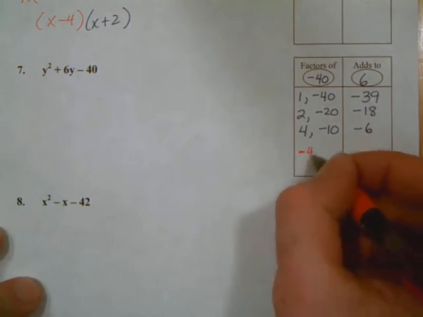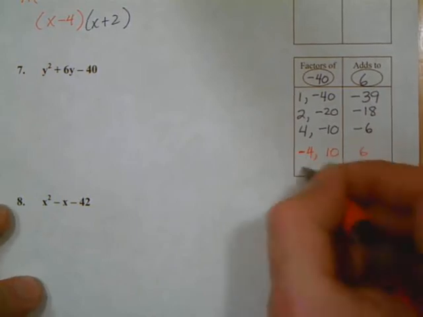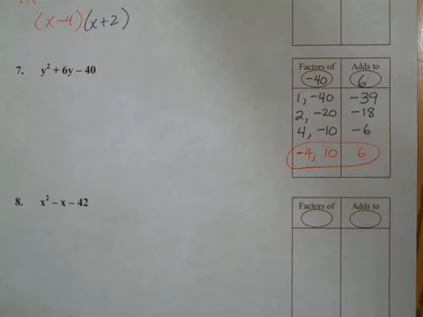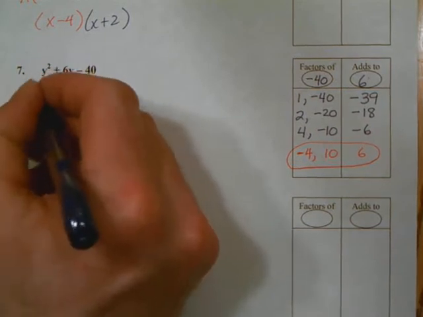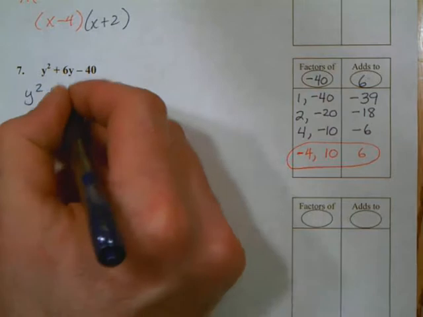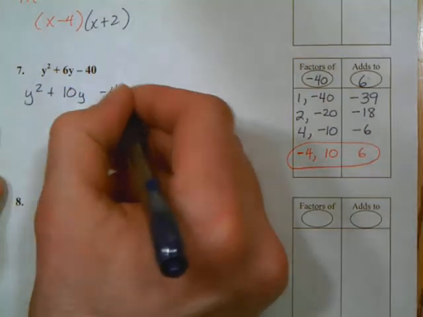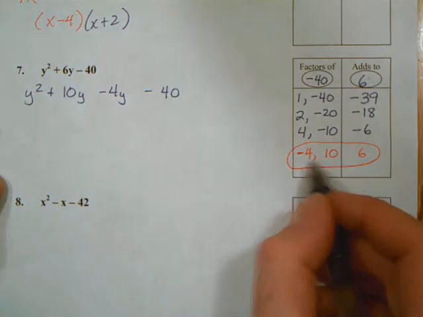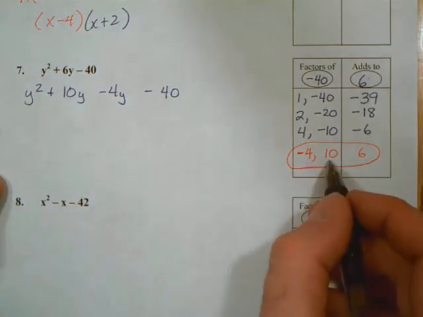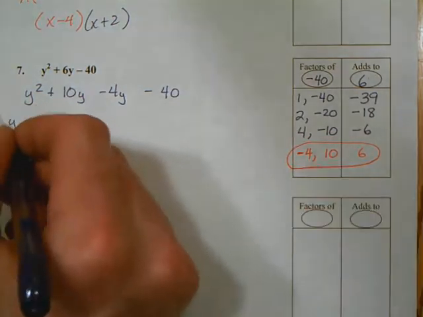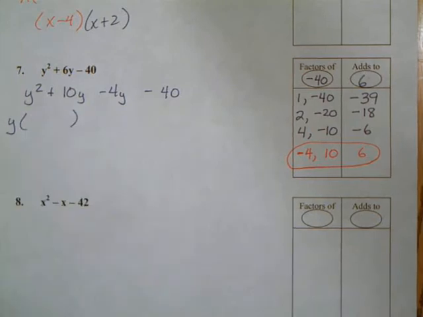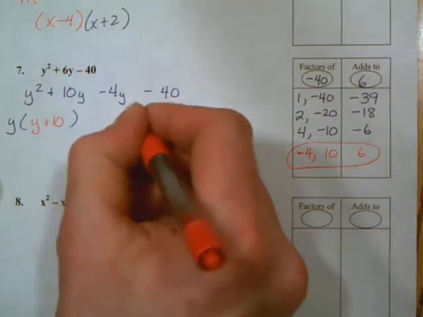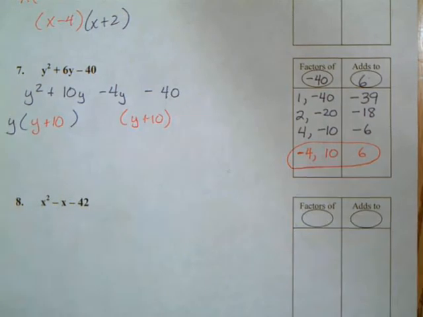If we have the opposite of what we want, we're going to change the signs of each of our factors to the opposite of what they are. So there's our factors. I think we've done enough work now, so we're going to replace that 6y with a positive 10y and a minus 4y. Now in this case, intentionally I put them in the reverse order because I just want to emphasize the fact it doesn't matter what order they go in. So let's take out our GCF, y times y plus 10.